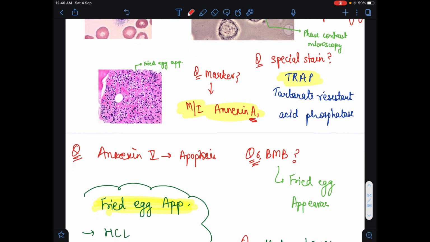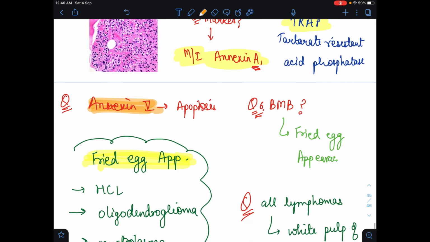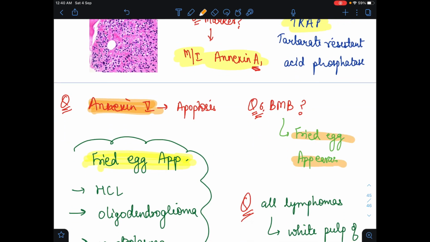The special stain used for hairy cell leukemia is TRAP stain, that is tartrate resistant acid phosphatase. The marker is annexin A1, while annexin 5 is a marker for apoptosis. On the bone marrow biopsy we find the fried egg appearance. So all these questions are very important about the B type of non-Hodgkin lymphoma.